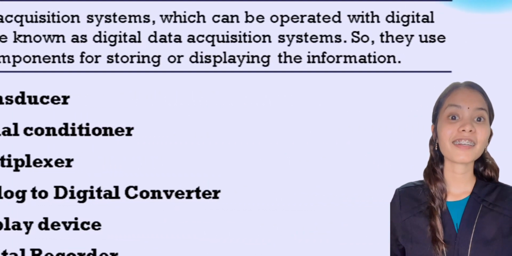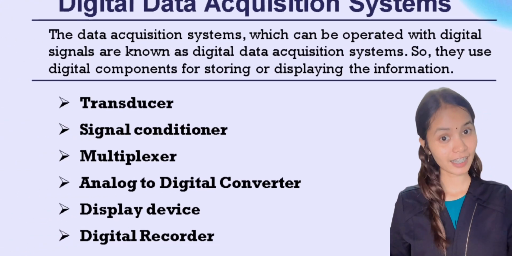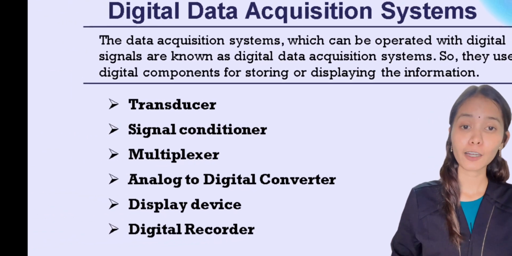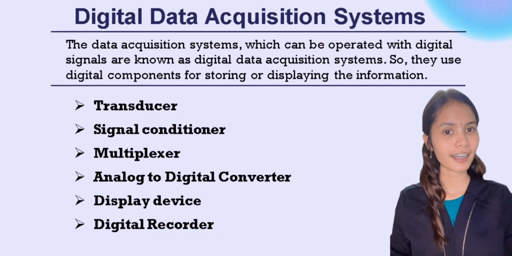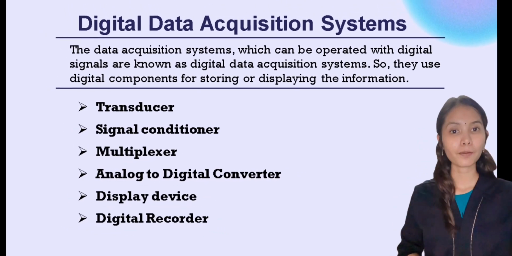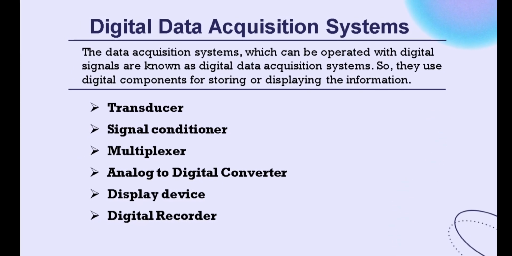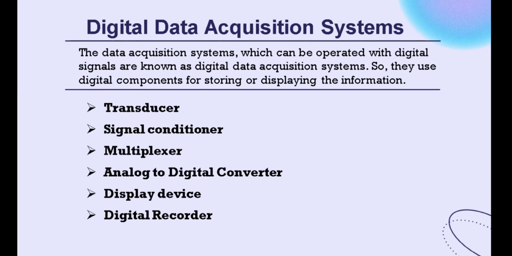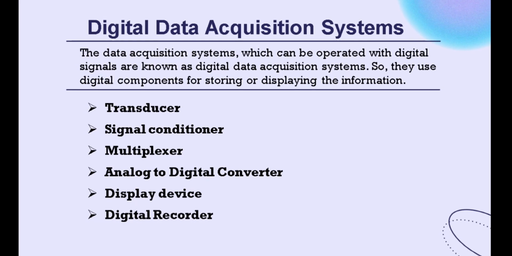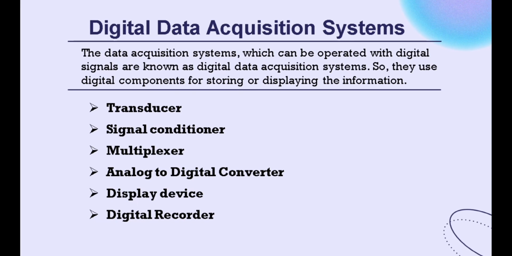Whereas the data acquisition system which can be operated with digital signals is known as a digital acquisition system. The following is the block diagram for a digital acquisition system. Firstly is the transducer, then the signal conditioner, multiplexer, analog to digital converter, display device, and lastly the digital recorder.